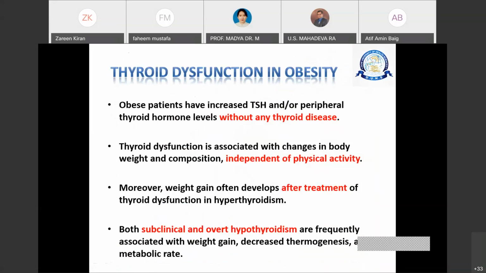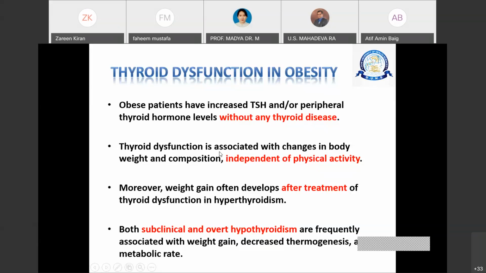Okay, now the association of thyroid dysfunction with obesity. There are certain points in the literature and certain questions. I would say these are the real research questions one can dig into in their own individual population, whether this is right for them or not. Obese patients have increased TSH and increased peripheral hormones without any thyroid disease. This was discussed earlier.